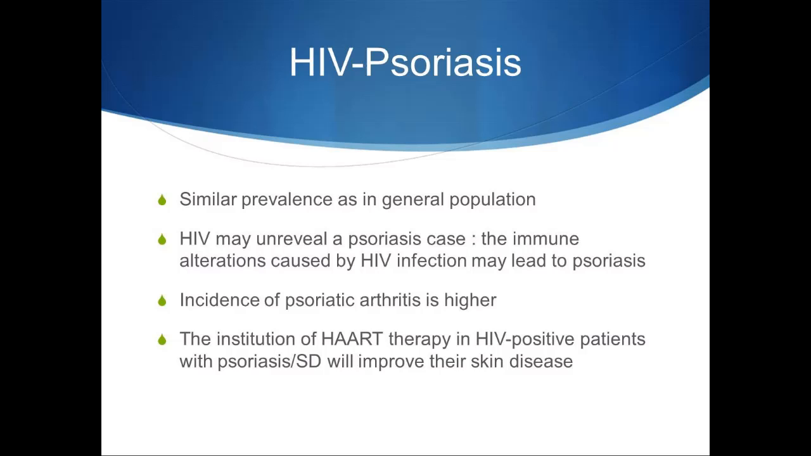In HIV, it's not like you have a higher prevalence of psoriasis. It's just that HIV, with its immune alterations, can unmask a psoriasis case. And the lower your CD4, the more psoriasis flare-ups you're going to have. So just by restoring your immune system and starting the patient on antiretroviral therapy, you'll help improve their skin disease. The only thing is they don't notice an increased incidence of psoriatic arthritis in HIV patients.